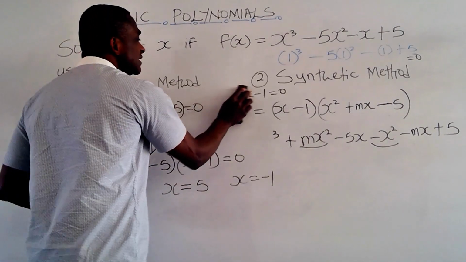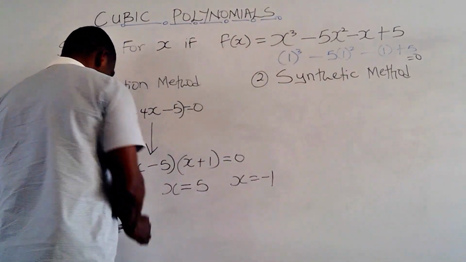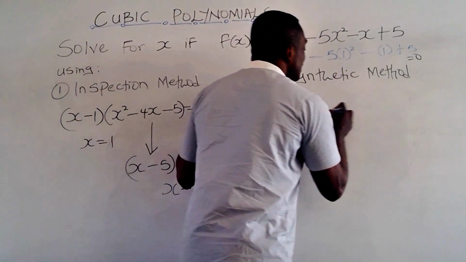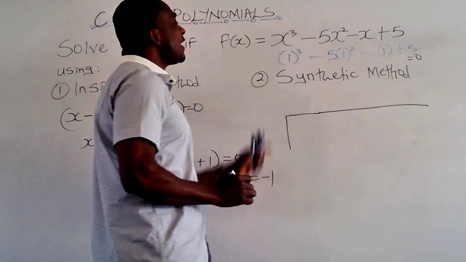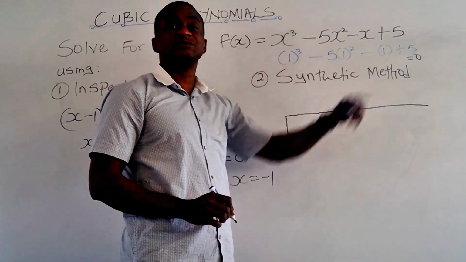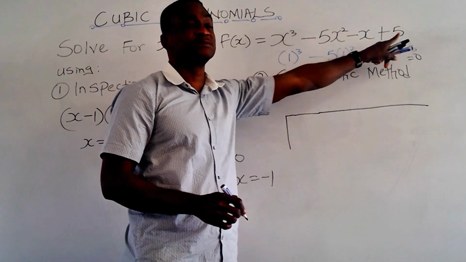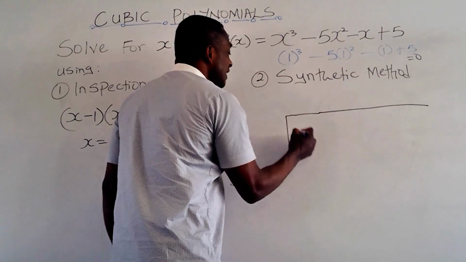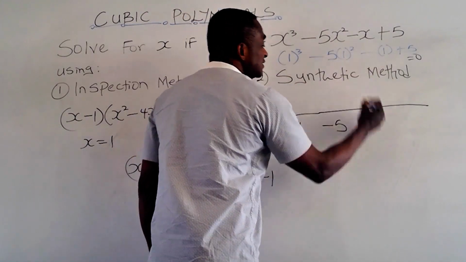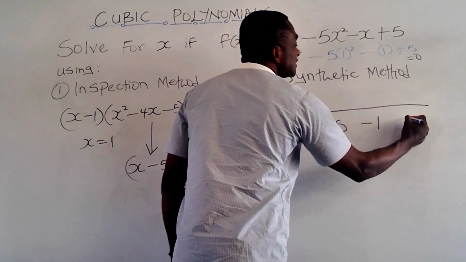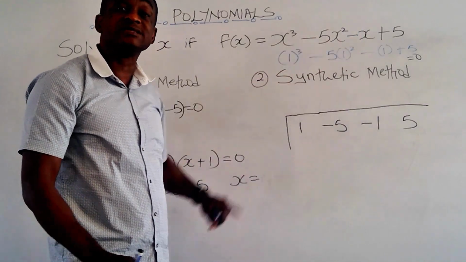Now let's look at the synthetic method and how we can use it to solve problems. For the synthetic method, it is actually faster to work with. What we do is we go to the given function and write out the coefficients for every part of it. The coefficient here is 1, the coefficient here is -5, the coefficient of the third one is -1, the last term is 5. Now, the factor that we got was x equals 1.